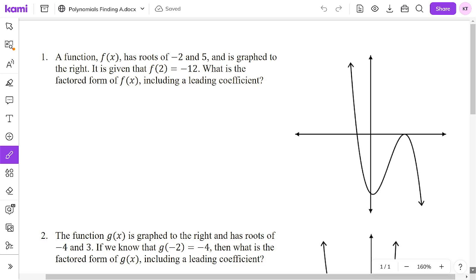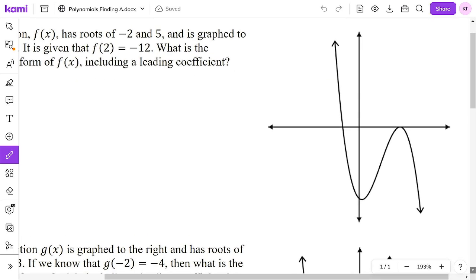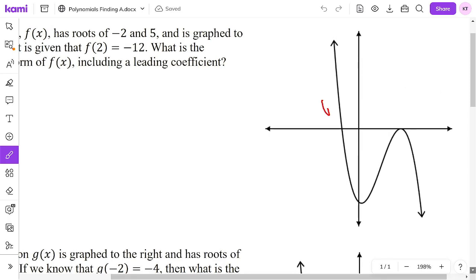So a function f of x has roots of -2 and 5 and is graphed to the right. It is given that f of 2 is equal to -12. What is the factored form of f of x, including a leading coefficient? So I'm going to go ahead and use the graph on my right to label my roots. So I know my first root, -2, is going to be to the left of my y-axis. So that's going to be here, a root of -2. And the one on the right is going to be then my root of 5.